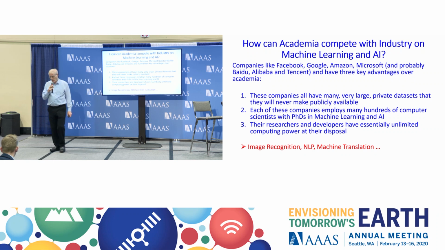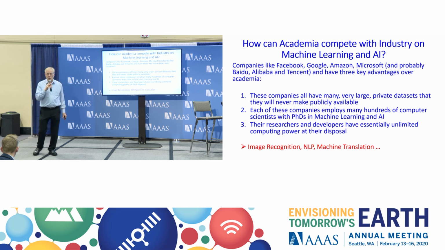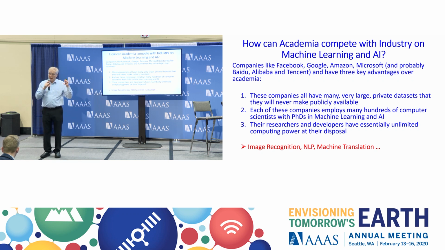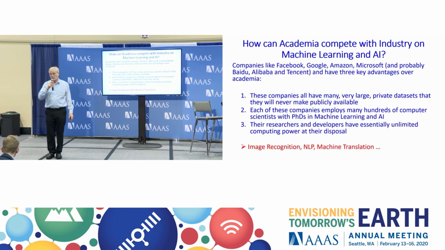So the IT industry is going to pursue these things, and they have three big advantages over academia. First of all, they have huge data sets about all of us here, which they're never going to make open and share, but big data is important. Secondly, they have large numbers of people with PhDs in computer science and software engineering who can actually do machine learning and do AI techniques and write software. And lastly, in these big data centers, they have essentially unlimited computing power.